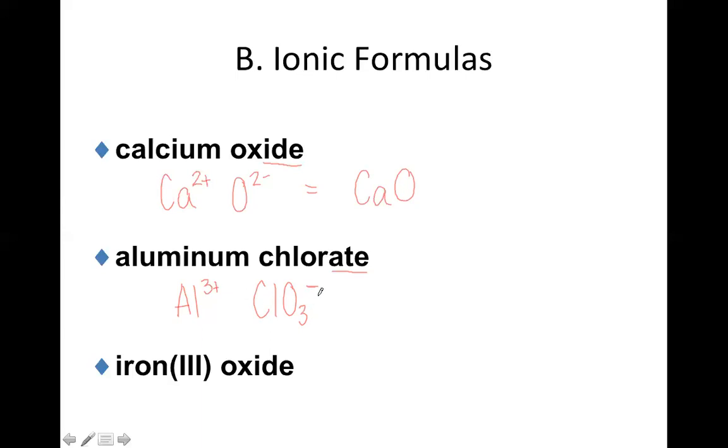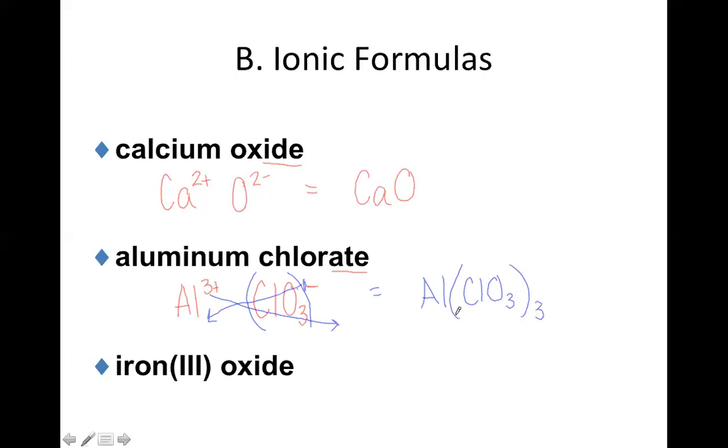So here, crisscross or cancel. They do not cancel, so we have to crisscross. But again, we're crossing over a number other than 1 to this poly. So since that 3 is crossed over, we're going to want to put parentheses around our poly. And then this understood 1 is crossed over with aluminum. So we have Al, understood 1, and then parentheses ClO3, close parentheses 3.